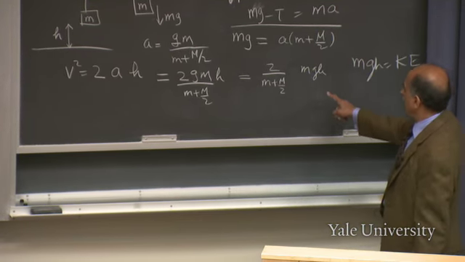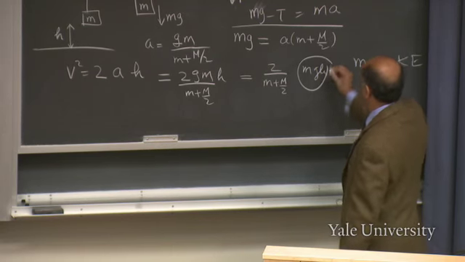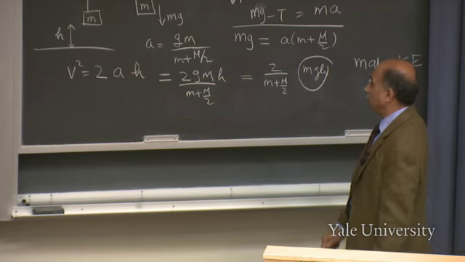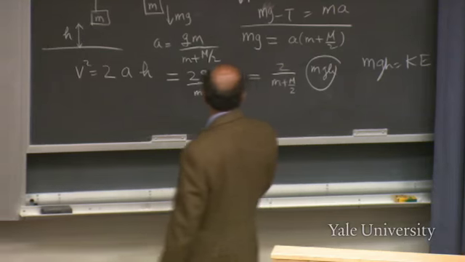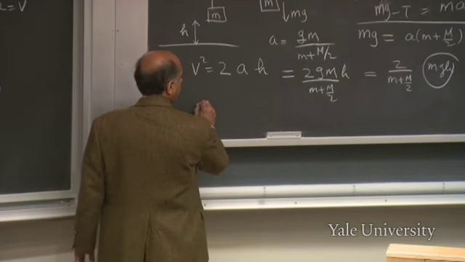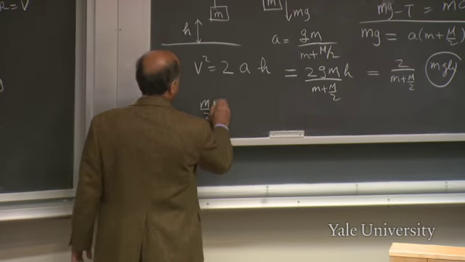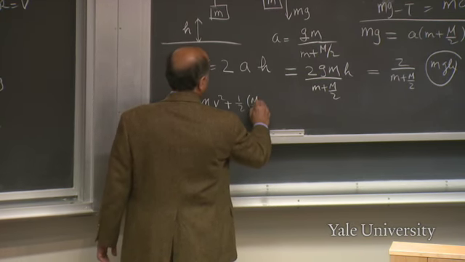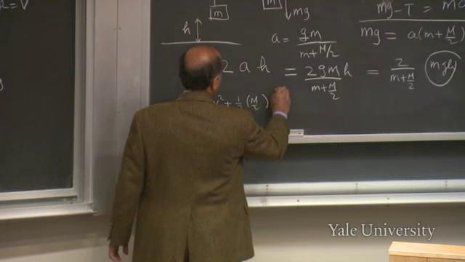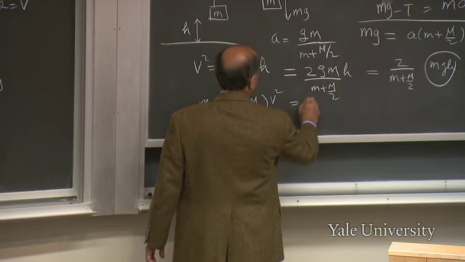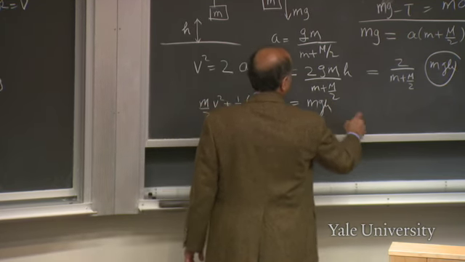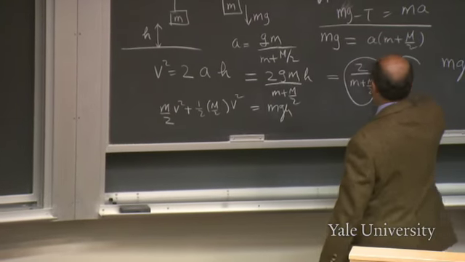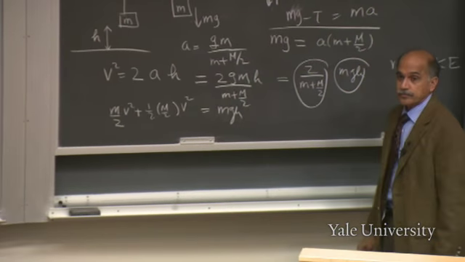So go to my answer. Here is mgh. Let's send all the other stuff to the left-hand side. If I do that, I get m over 2 v squared plus 1/2 m over 2 v squared equals mgh. All I've done, guys, is to transfer this fellow to the other side.